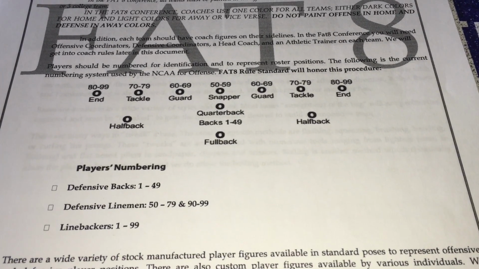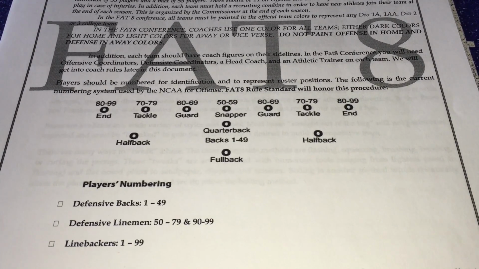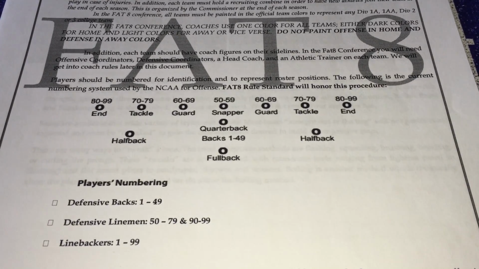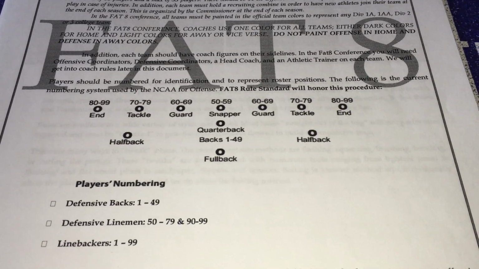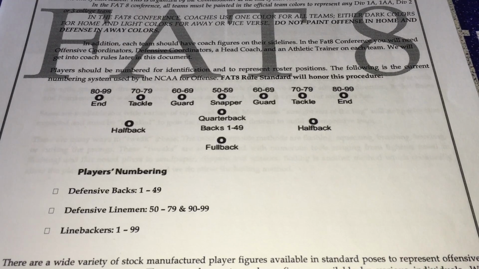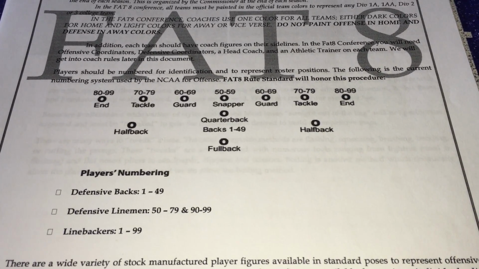Now, defensively, defensive backs follow the same rule as the offensive backfield, 1 to 49, okay? The defensive linemen have a range of 50 to 79 and 90 to 99, okay? And linebackers have free reign, 1 to 99. And that is it.